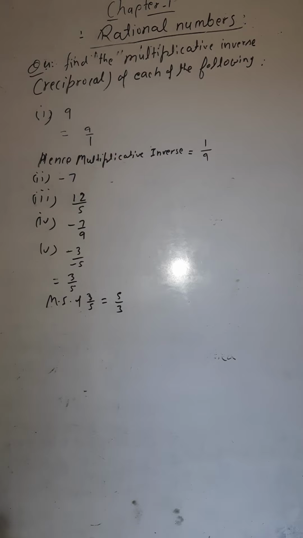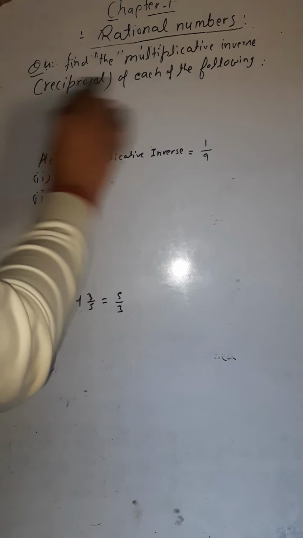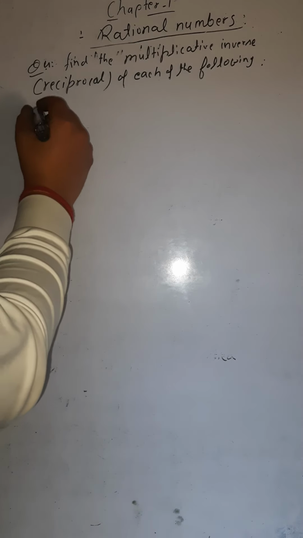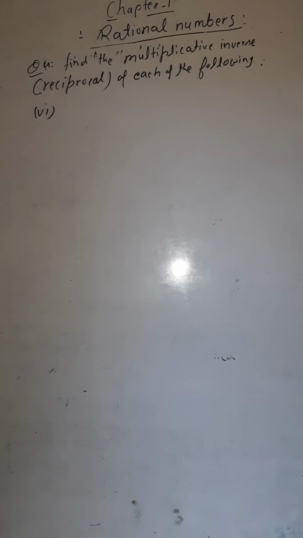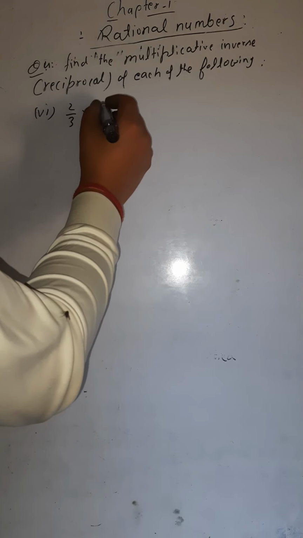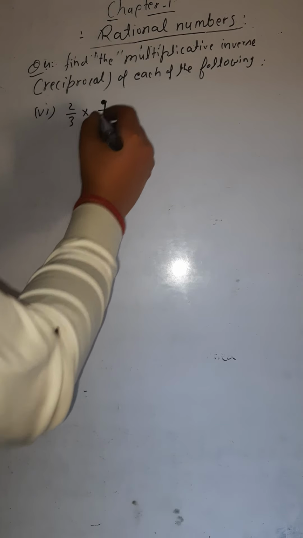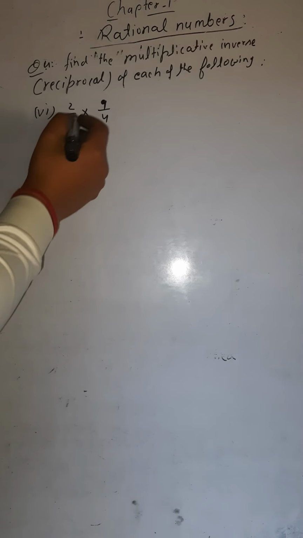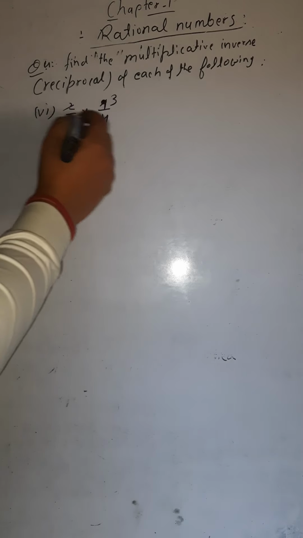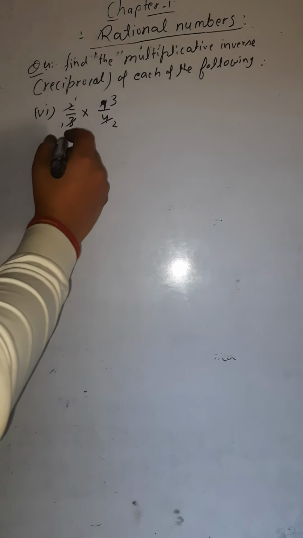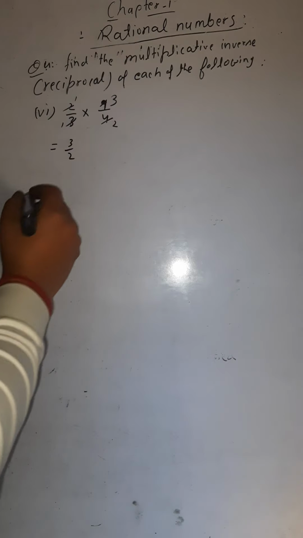Now write down the 6th one. Question number 6 is 2 by 3 multiplied by 9 by 4. How do you do this? First you simplify this. This 3 can cancel with 9, 3 threes are 9, and this 2 can cancel with 4, 2 twos are 4. So here 3 becomes 1, here 1, here also 1. So 3 ones are 3 and 2 ones are 2. So it is 3 by 2.